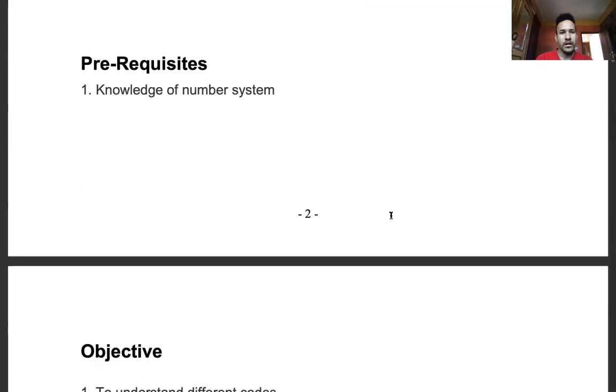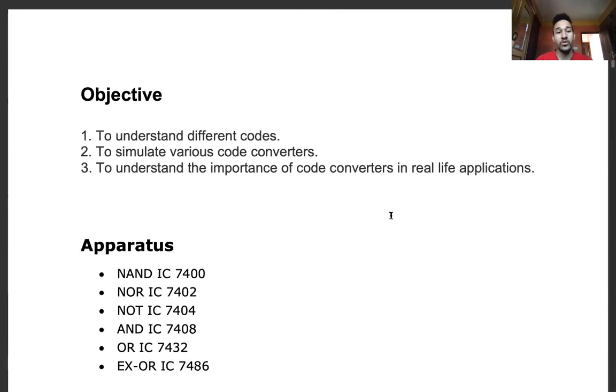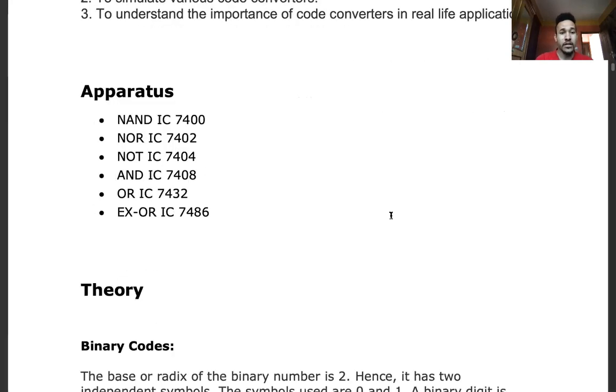Before this, we all need to know the basic number system. The objective is to understand different codes, simulate them, and understand the importance of code converters in our real-life applications. So the apparatus required here is NAND IC 7400, NOR IC 7402, NOT IC 7404, AND IC 7408, OR IC 7432, and XOR IC 7486.